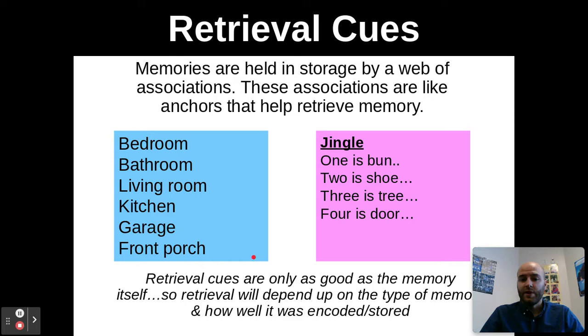However, they are only as good as the memory itself. Retrieval will depend upon the type of memory and how well you encoded or stored it, how much meaning you gave to it, and how much you were paying attention when you did encode that information. So retrieval cues are very powerful, but only as powerful as you make them.